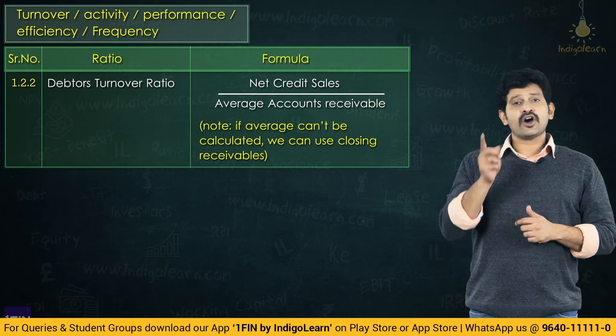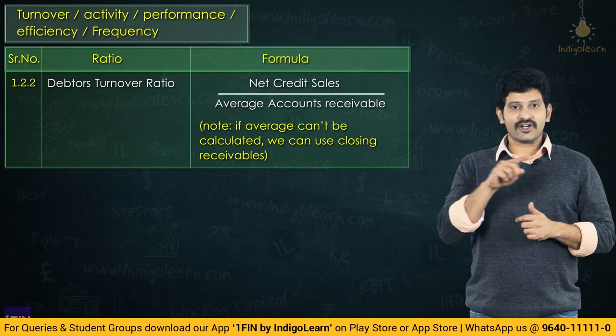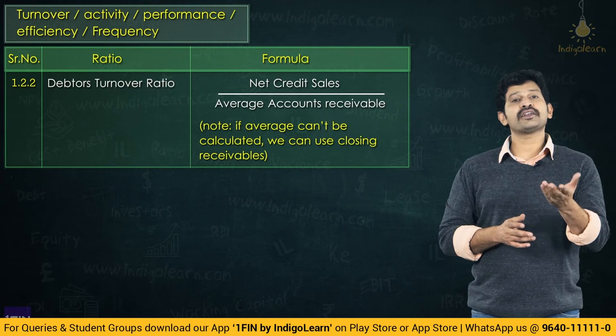Now, if you look at the formula, it is 12 months or 365 days divided by credit sales, again divided by average debtors. The denominator of the denominator goes to the numerator. Therefore, what is the formula now? Average debtors divided by credit sales into 12 months or 365 days is the formula to compute debt collection period.